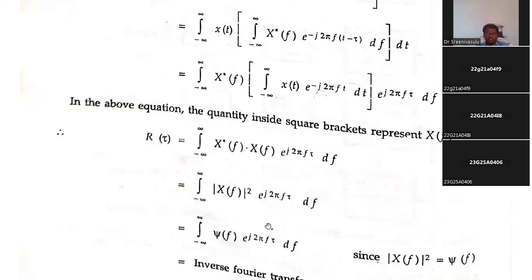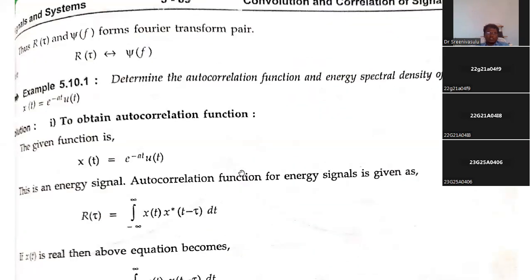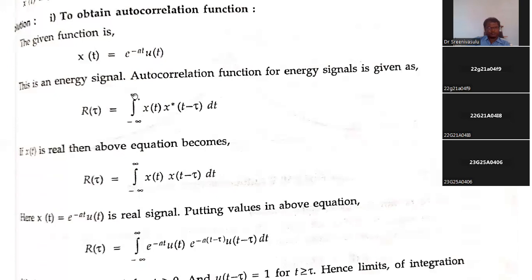By seeing this x of f whole square, if you write psi of f, how is it? Inverse Fourier transform of psi of f is R of tau. R of tau's Fourier transform is psi of f. It is the Fourier transform pair. There is a Fourier transform pair between R of tau and psi of f. So this is one more important derivation.